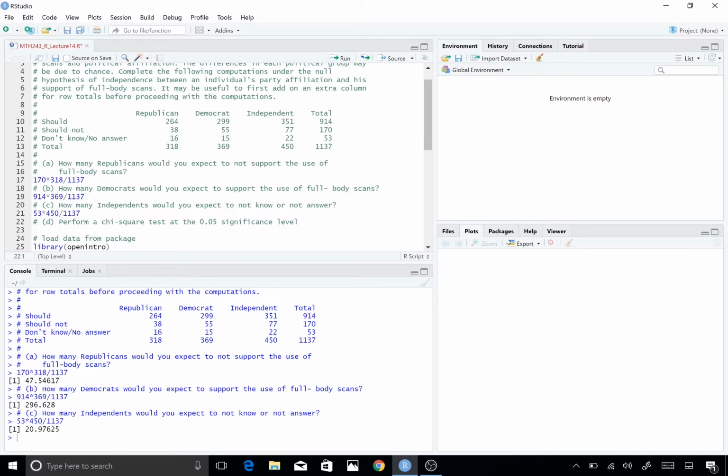I added part D. Let's perform a hypothesis test to determine if these variables are associated or not. Our null hypothesis is that they are not associated. A person's political affiliation is not associated with their opinion of full body scans in airports. Our alternative is that these two variables are associated.